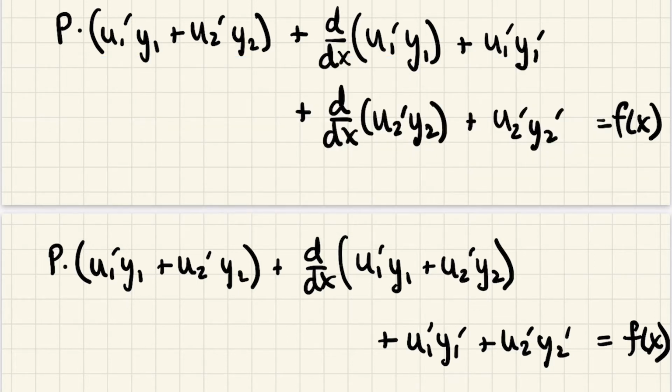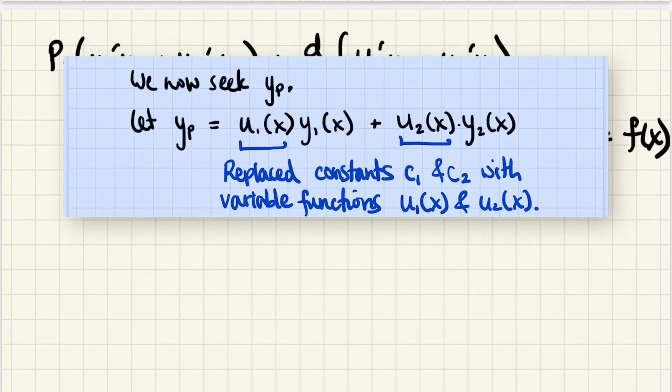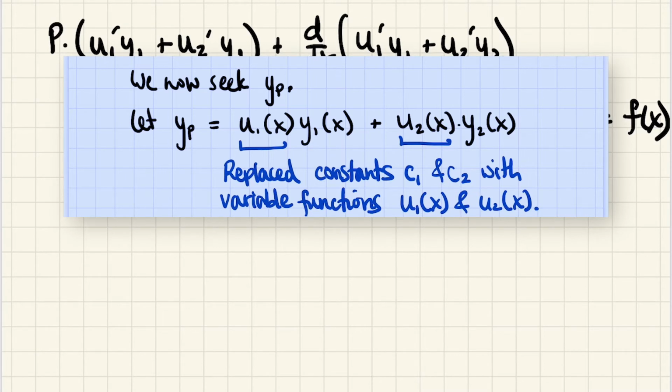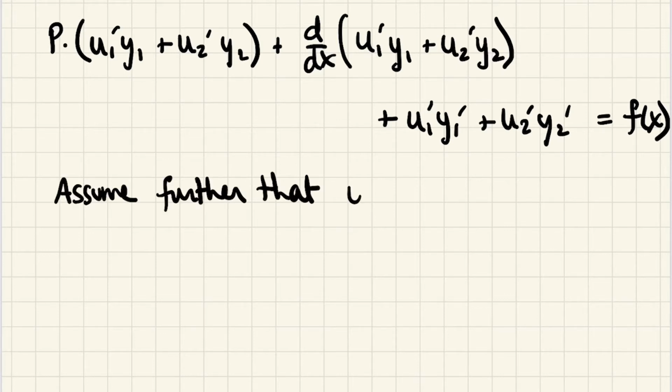Now, in truth, based on the way we defined u1 and u2, there really isn't enough restriction to truly determine what they are, because many different functions would satisfy this condition. So this actually gives us room to impose a further assumption that will preserve the integrity of what we've done so far. And that is to assume the following. Let's assume further that the first derivative of u1 when multiplied by y1 plus the first derivative of u2 when multiplied by y2 is equal to 0.